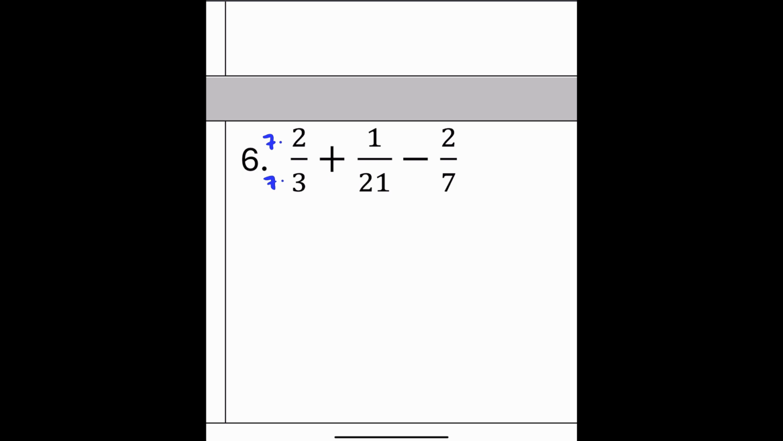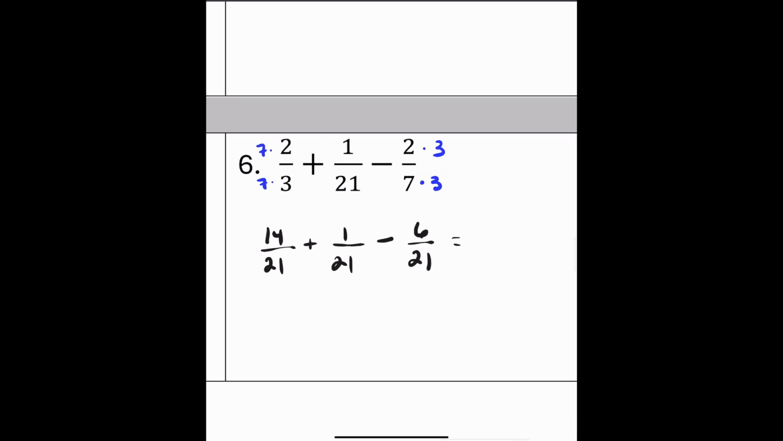So 7 times 2 is 14. And 7 times 3 is 21, plus 1 over 21, okay? Now, we have minus 2 over 7. I can change this 7 into 21 by multiplying the bottom by 3 and multiplying the top by 3. So we have minus, right? 2 times 3 is 6, and 7 times 3 is 21.